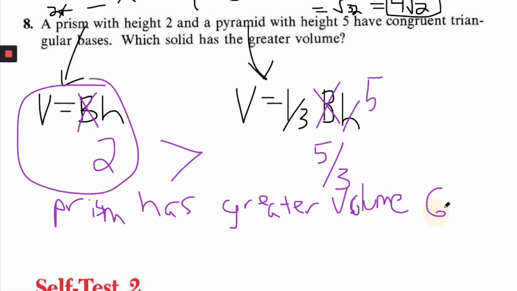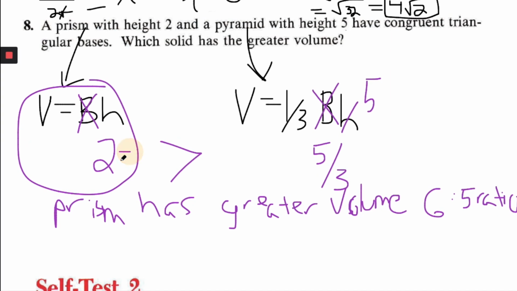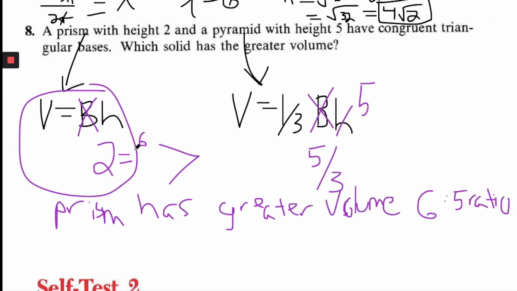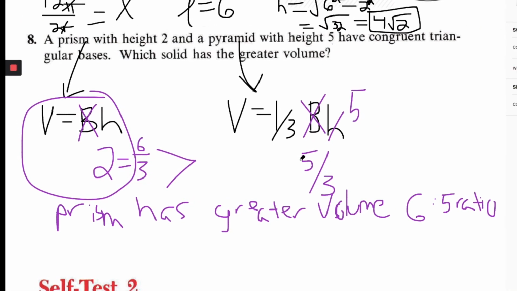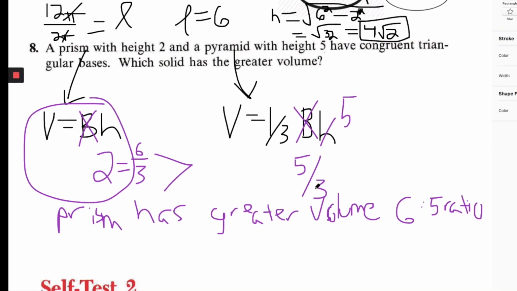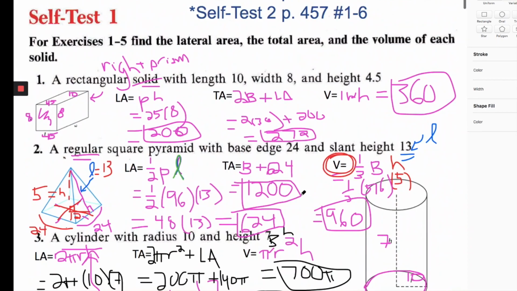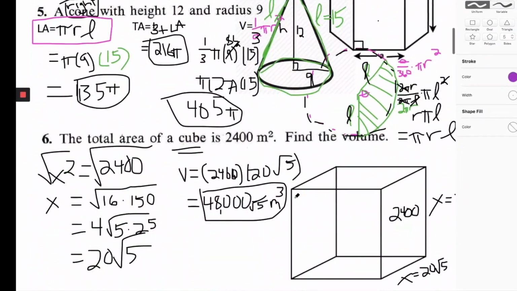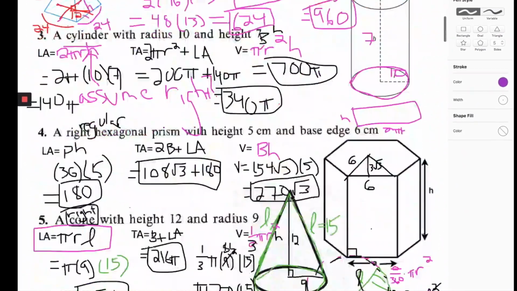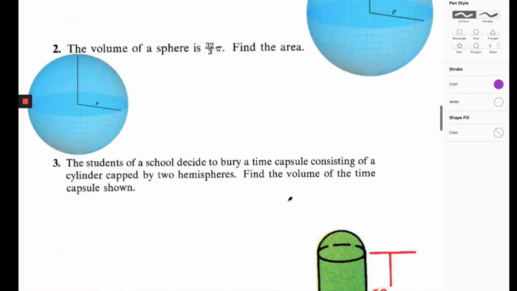And this would be in a 6:5 ratio, because another way we could have written 2 is 6/3, and that's definitely clearly bigger than 5/3. All right, first one down. That was trickier than I expected. So this video is probably a bit longer than I was hoping for, but I'm pretty confident in these explanations, so hopefully they help somebody out there.